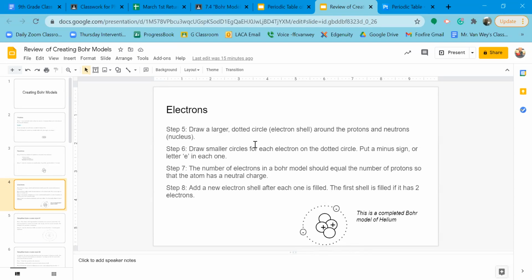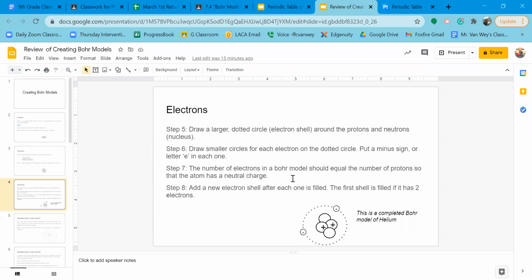And step 6 is to draw a small circle like this for each electron. We're going to put a minus sign in each one. You might use the letter E. That's the same thing. Electrons have a negative charge. I like to use the negative symbol to show that.